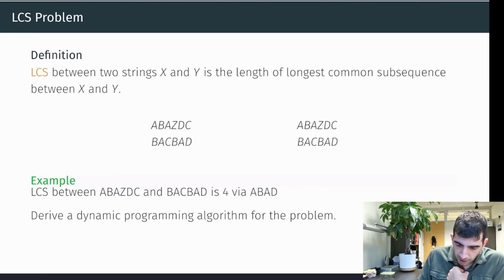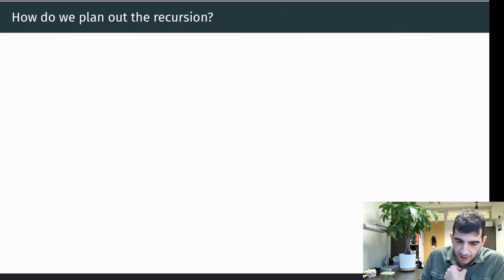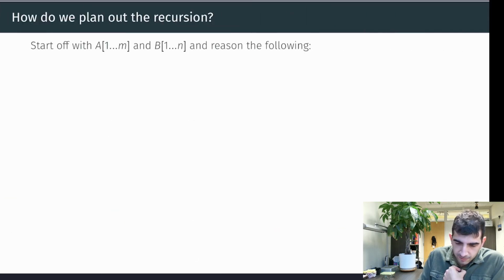Now, the problem is we need to derive a dynamic programming algorithm that finds the length of the longest common substring. So the question is, how do we do that? How do we plan out the recursion? We start off like we did before. We have two strings, and we order them so that, at every turn, we order them.